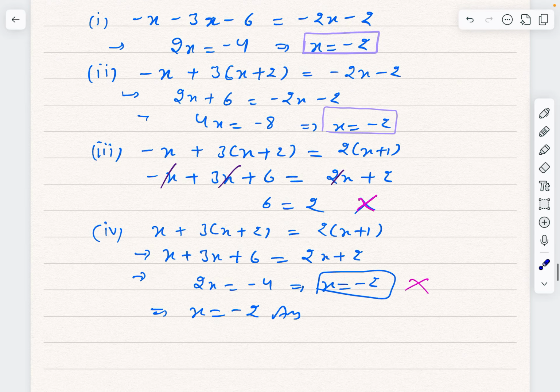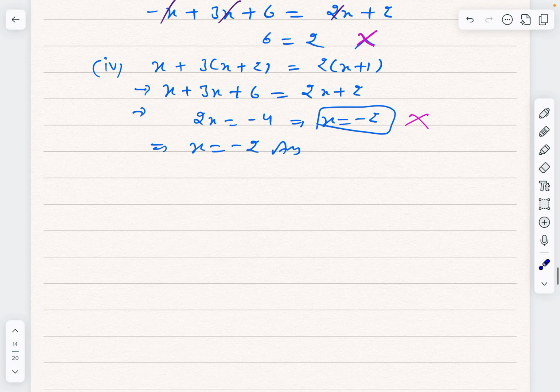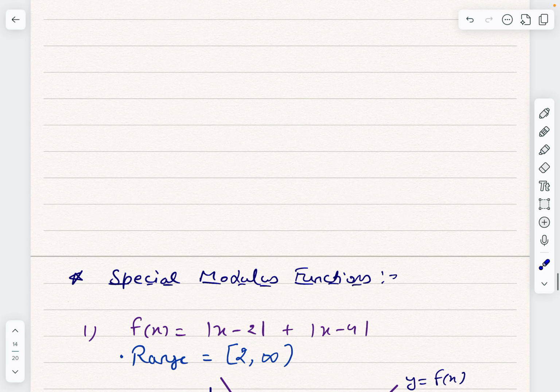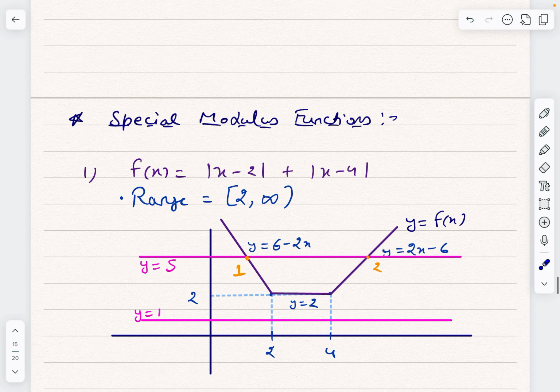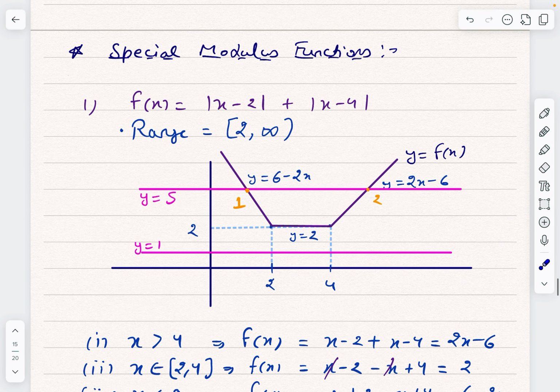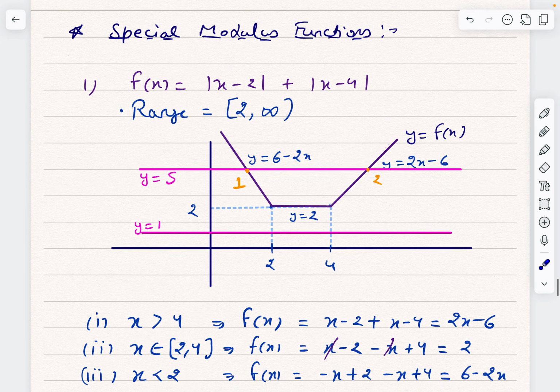Now, the bonus concept I told you, I'll give you. What is that? A special modulus function where we have the sum of two modulus. See, mod x minus 2 plus mod x minus 4. What do we do here? I'll give you a very simple trick first of all, how to plot this graph quickly. Just see the points 2 and 4. So this is 0 at 2, this is 0 at 4. These are our critical points. Mark them on the number line.